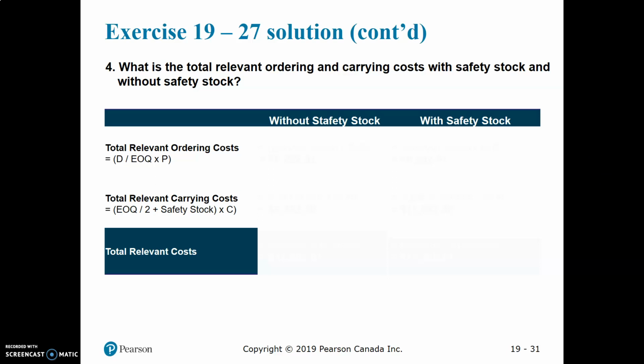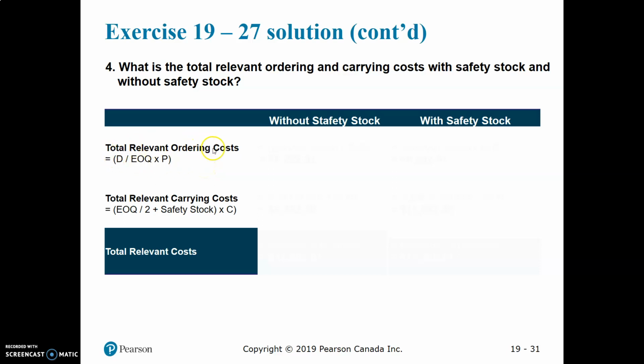We need to now figure out the total relevant ordering and carrying costs with safety stock and without safety stock. So let's prepare 3 columns. The first column is for the description, the second column is without safety stock calculation, and the third column is for with safety stock calculation. The first row is total relevant ordering cost.